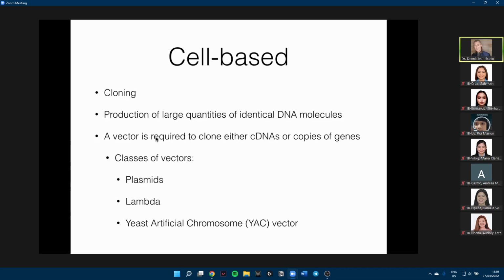So here we need a host cell, and we need to introduce that DNA into that host cell.